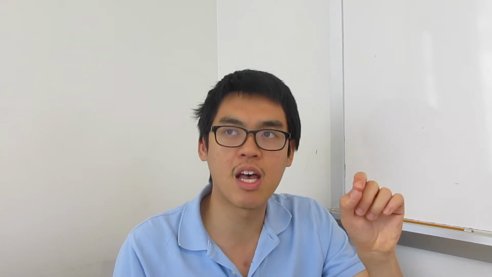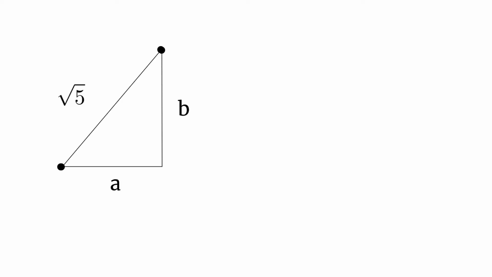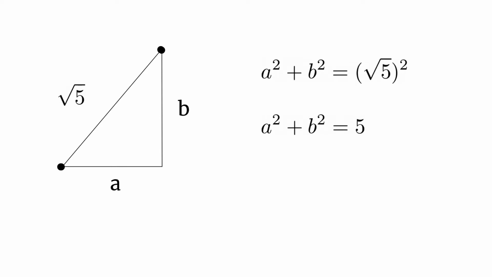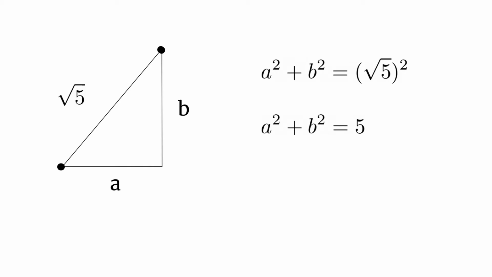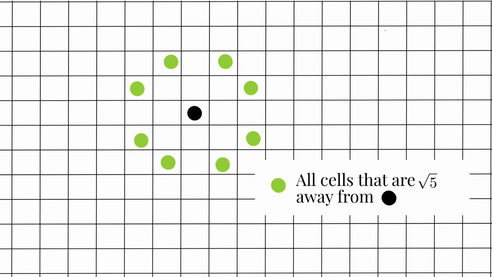First of all, what is up with that square root of 5? Well, we can apply the Pythagorean theorem. In order for two cells to be square root of 5 apart, you need a squared plus b squared equal to square root of 5 squared, which is a squared plus b squared equal to 5. The only way to have a squared plus b squared equal to 5 is to have one variable equal to 1 and the other equal to 2. Which means in order for two cells to be square root of 5 apart, one cell needs to be 1 in one direction and 2 in the other direction from the other cell. If you know how to play chess, that's precisely the move for a knight.